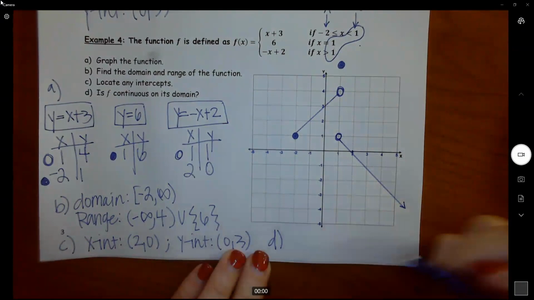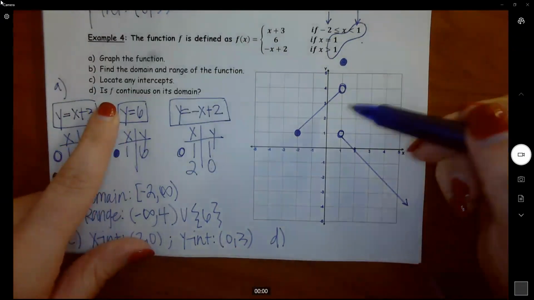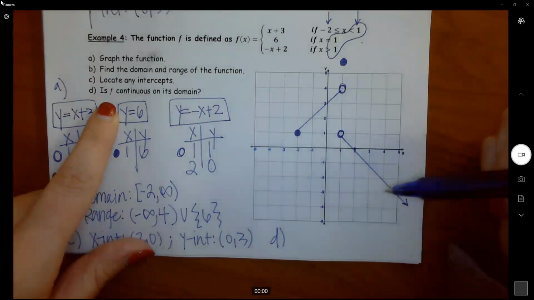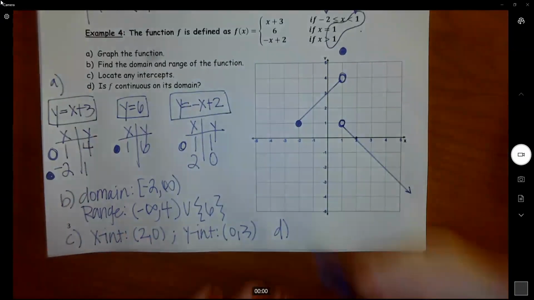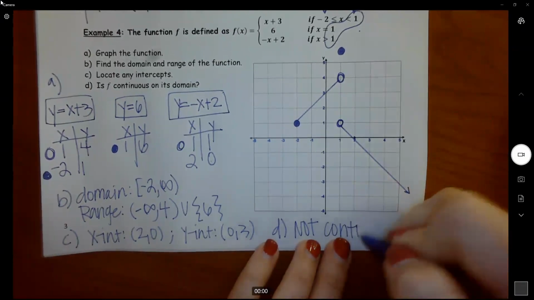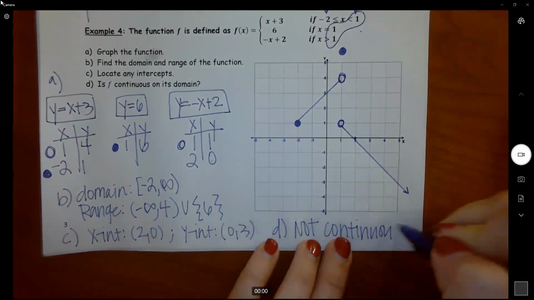And then D, is this continuous? Well, no, you've got 2 breaks, 2 holes. So you definitely can't draw this without lifting up your pencil. So this is not continuous.